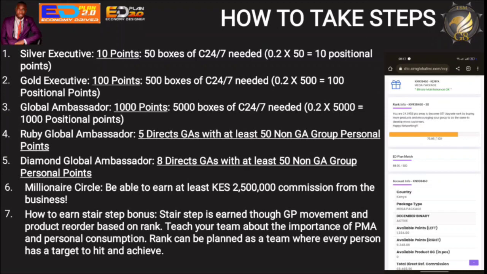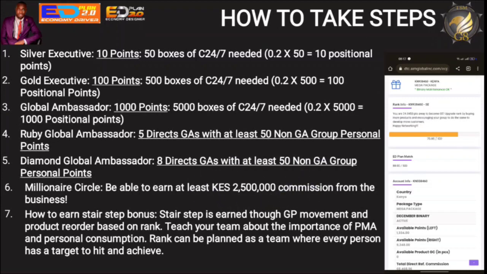Now, for you to become a Millionaire Circle member, you need to be able to earn at least 2.5 million Kenyan shillings. Sometimes it ranges. It might be 2 million, it might be 2.5 million, it might be 3 million, depending on how a certain country is operating, okay? So this one is usually calculated like that. So on average, it's usually 2 million to 2.5 million. So if you see someone has become a Millionaire Circle member, he has been able to earn this kind of income. Of course, other people also become millionaires without making money from the DTC. This is money counted from the DTC.